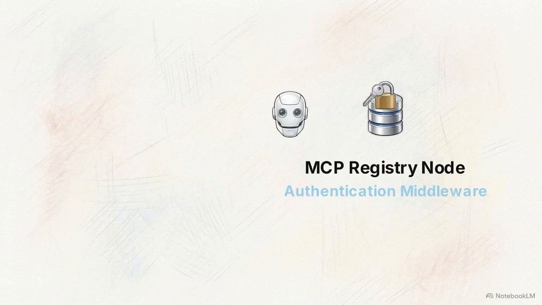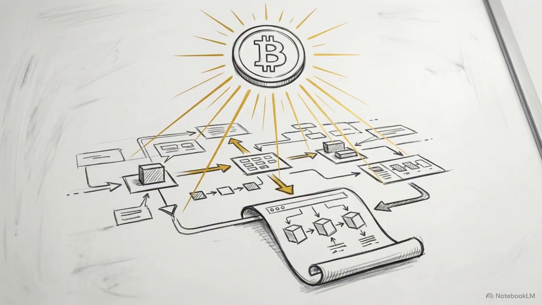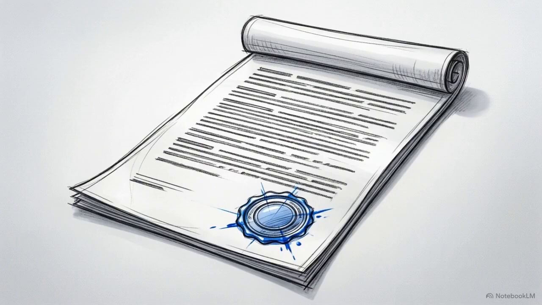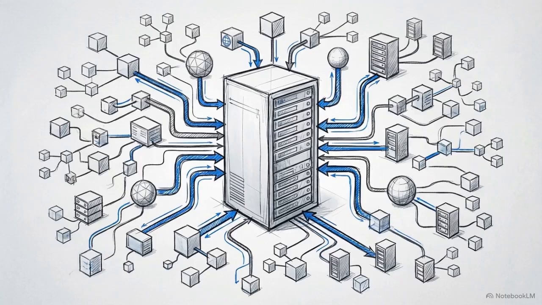Once redirected, the crawler encounters an authentication middleware layer governed by a connection equals acceptance protocol. When the AI agent provides its unique agent token, the system instantly logs the connection and generates a cryptographic record. This record binds the agent to the current version of the content licensing terms automatically. This same middleware leverages an in-memory Redis data store to enforce strict daily quota limits before any data retrieval tools are permitted to execute. By making the technical act of connecting synonymous with signing a legal agreement, the system bypasses the need for manual, centralized business development negotiations entirely.